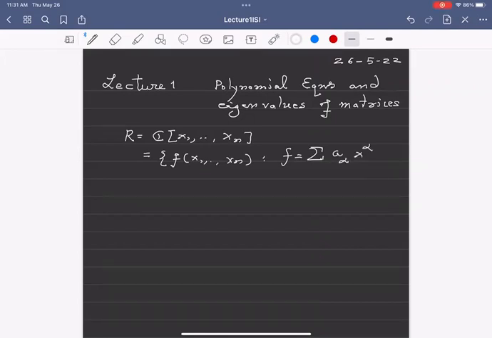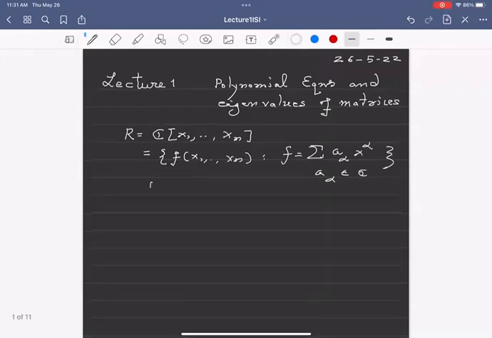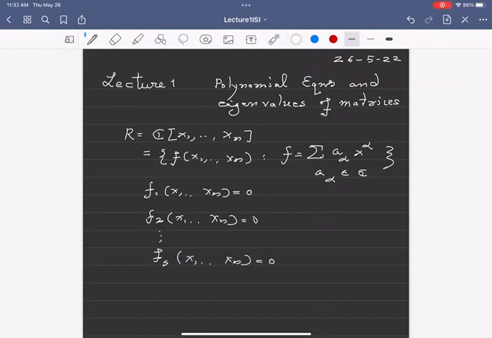Okay. This is a shorthand for monomials. The alphas are complex numbers. And we take a set of polynomials, say f1, f2, up to fs, and we want to understand what are the solutions.